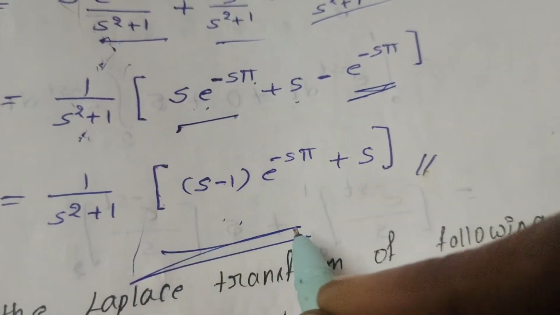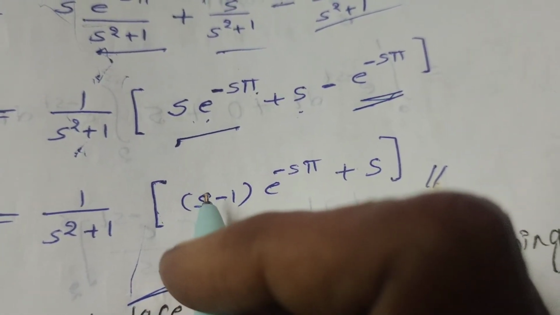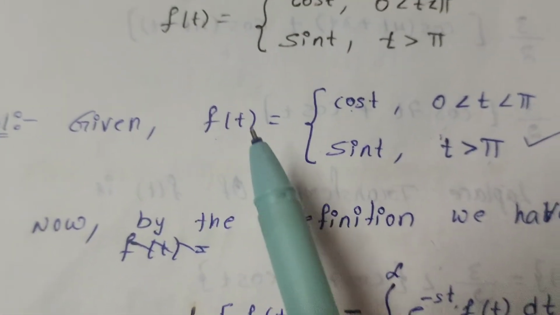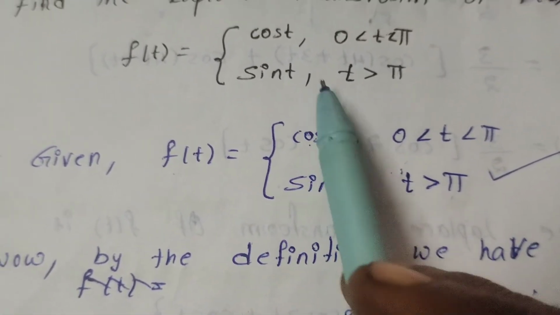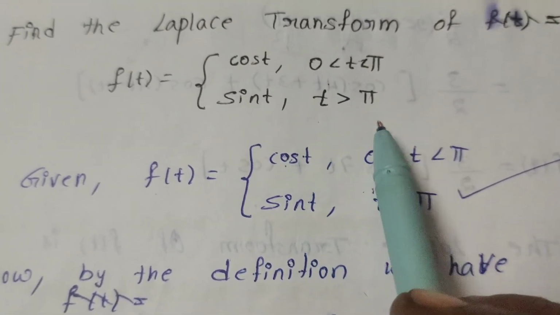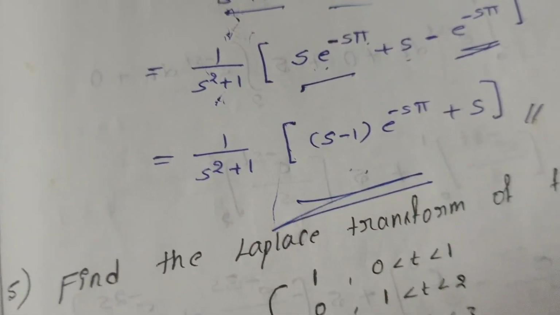This is the solution of the given Laplace transform problem, for the function f(t) = cos t for 0 < t < pi and sin t for t > pi. Okay, thank you.